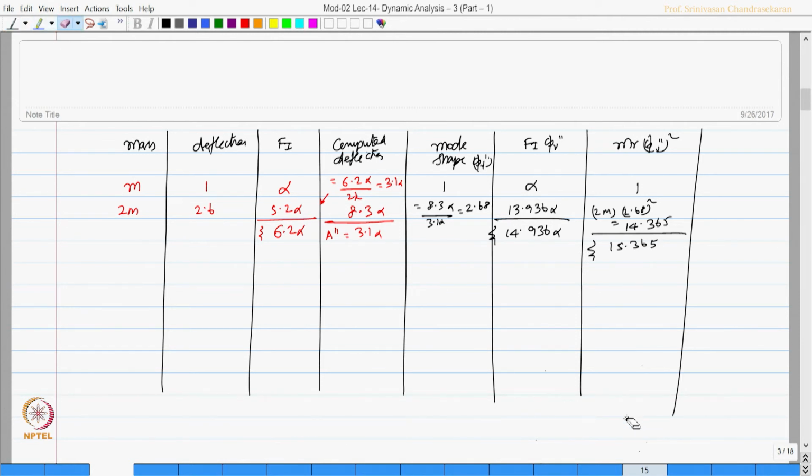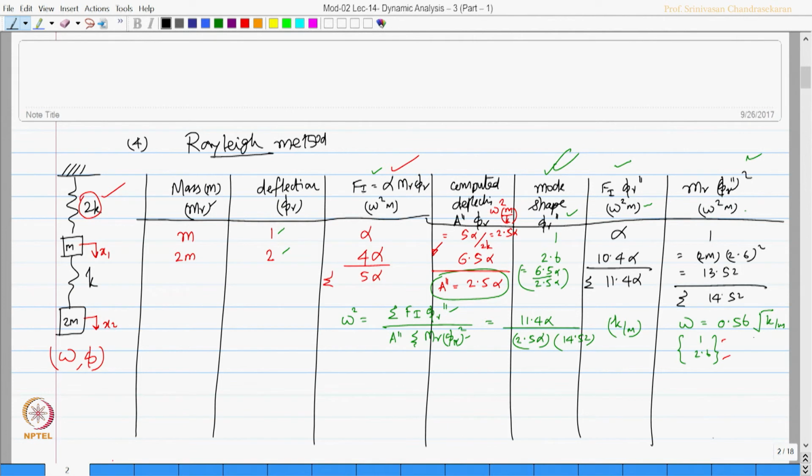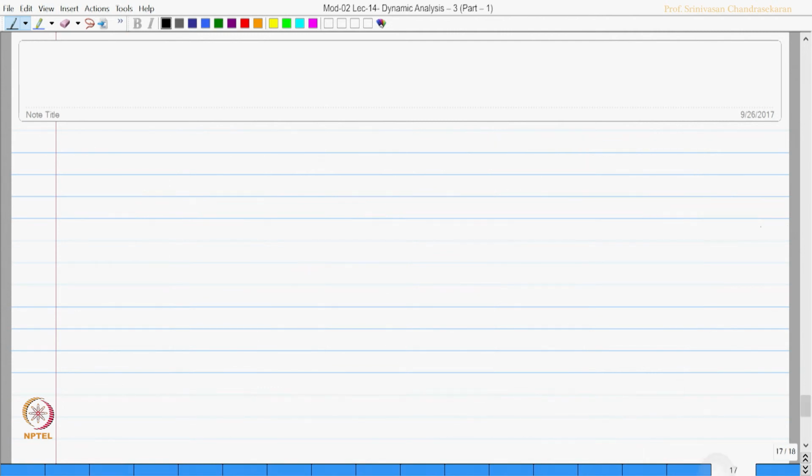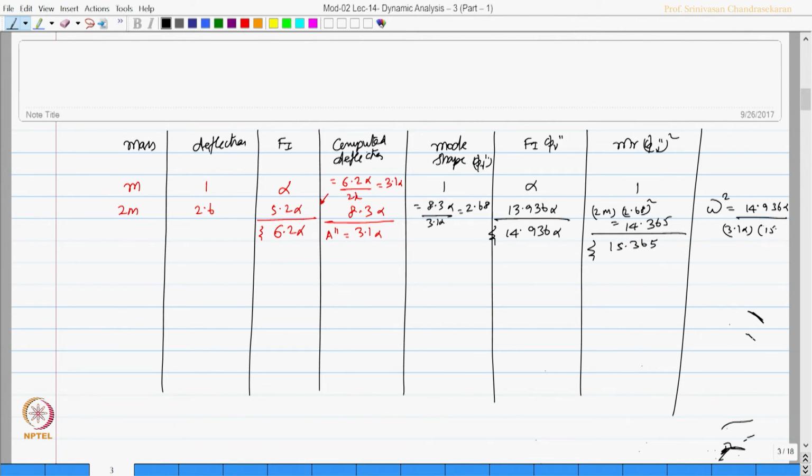So, now I find omega in the same algorithm. I should say phi I Fi phi divided by A double prime and this, which is going to be equal to 14 point omega square is 14.936 alpha divided by 3.1 alpha and 15.365, which will give me omega as 0.56 root k by m, and the corresponding vector is 1, 2.68. I do the next iteration.